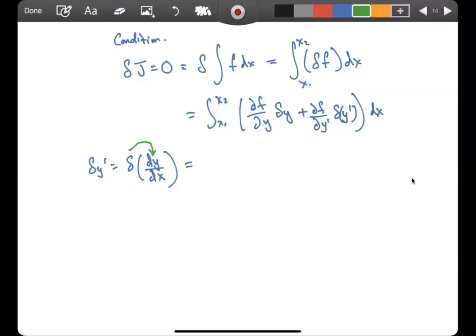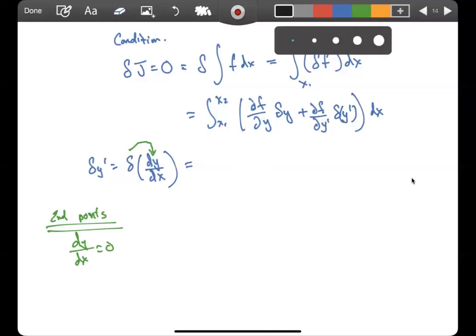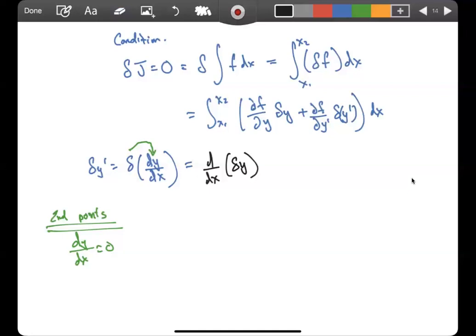Now, what we're assuming then is, again, the endpoints are fixed, so that when we vary at the endpoints, we can't vary the points, which means that the variation must be equal to 0 at the endpoints, right? So this is what's known as Dirichlet boundary conditions, right? So in this case, this guy is going to become equal to the derivative of the variation of y, right?